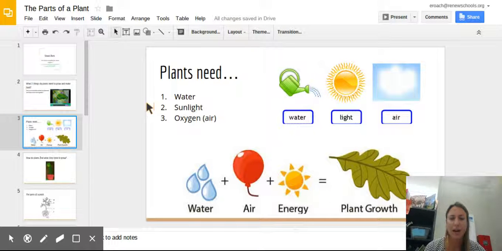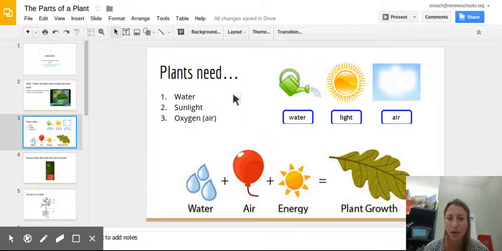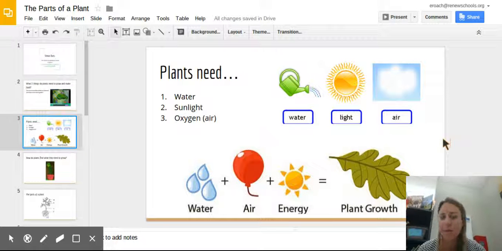Now it's time to check your answer. The correct answer is that plants need, in order to grow, water, sunlight, and air. We call that air oxygen. When you add all of those things together, you get plant growth. Give yourself a silent pat on the back if you got that right.